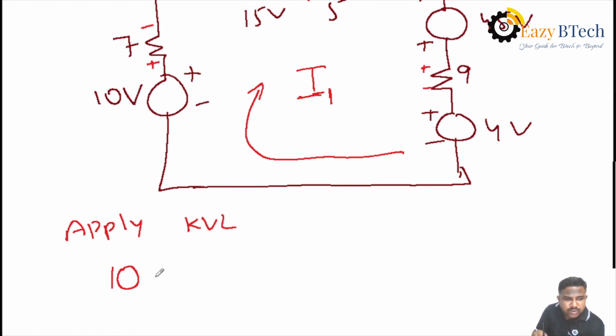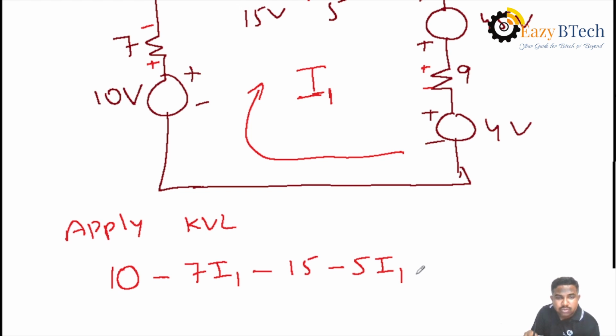Similarly, we know always for the elements the current passes from plus to minus. What is the drop across 7? That is minus 7 into I1. For voltage source 15, the current direction is from plus to minus, that is higher to lower potential. That's why we take minus 15. Similarly, for 5 ohms, the drop is minus 5 I1. That is the voltage drop across 5, V equal to IR, that's why 5 into I1.